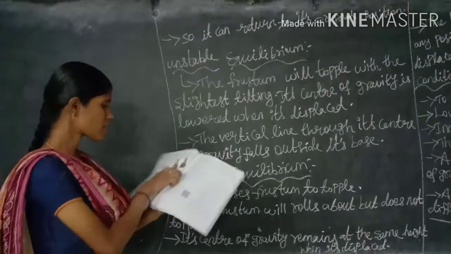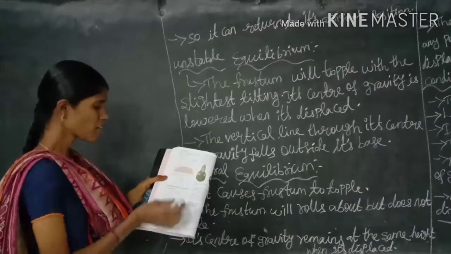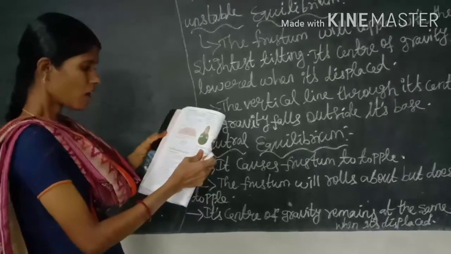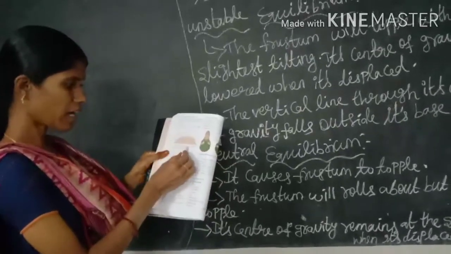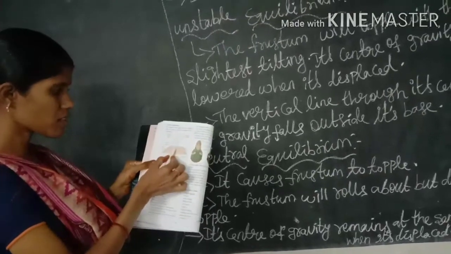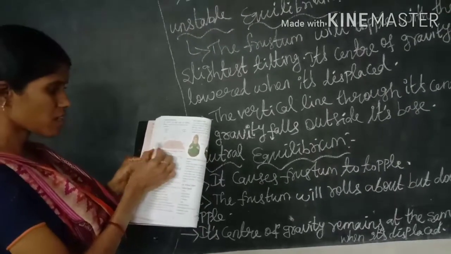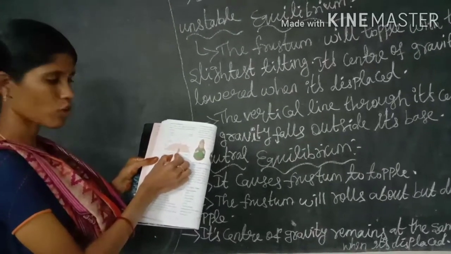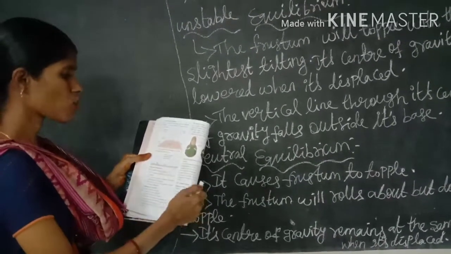In this second case, after tilting, the vertical line through its center of gravity falls outside the base. Outside the base means this one. This is the base area and this is the pivot. Pivot means the mouth point of the beaker. The mouth point of the beaker is known as the pivot.